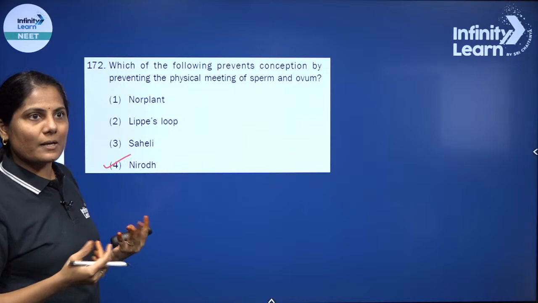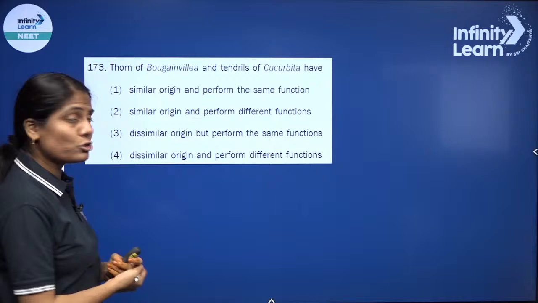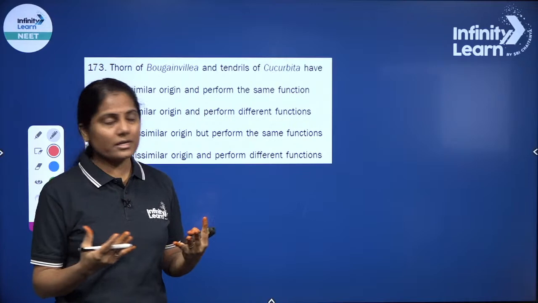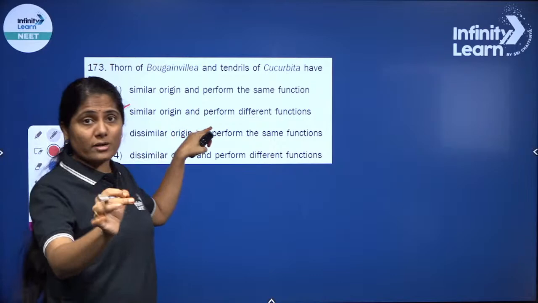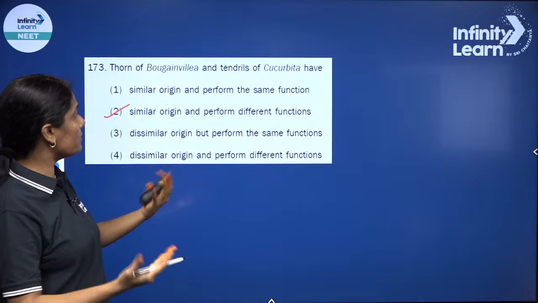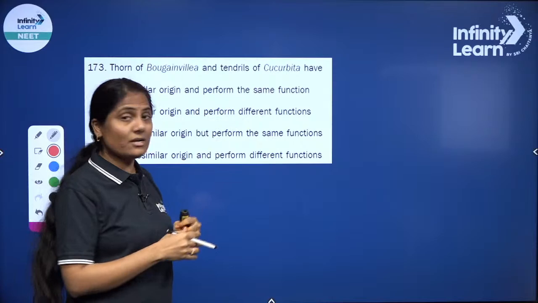Great going. Thorns of bougainvillea and tendrils of cucurbita have... So basically we're talking about homologous organs here. Homologous organs are similar in origin but perform different functions. So it's basically two. Similar in origin, it's the stem modification arising from the axillary bud. But when it comes to function, thorns help with defense, so not much water is transpired, and the tendrils are for the support of the vine.